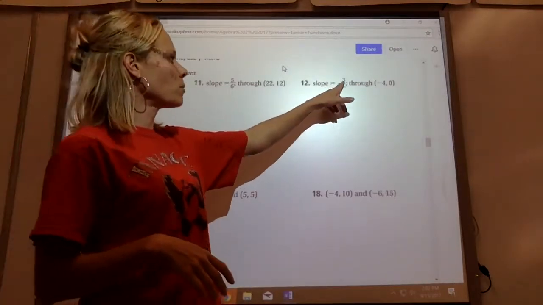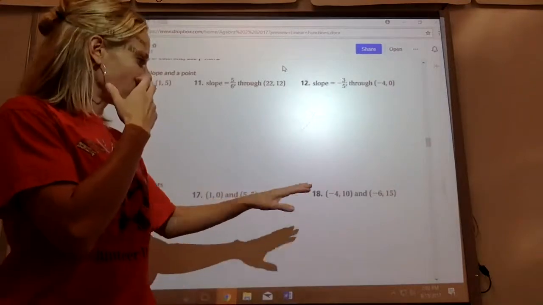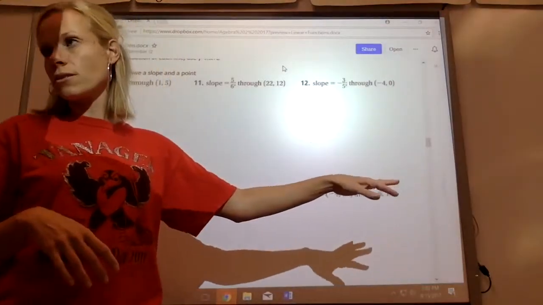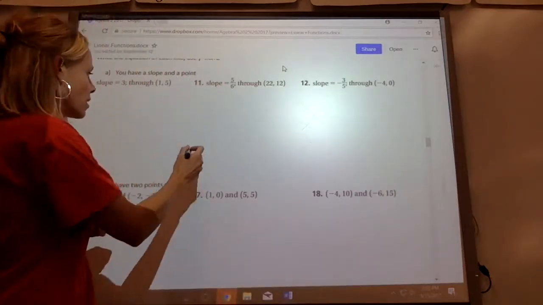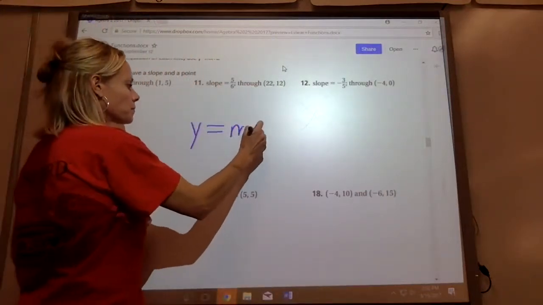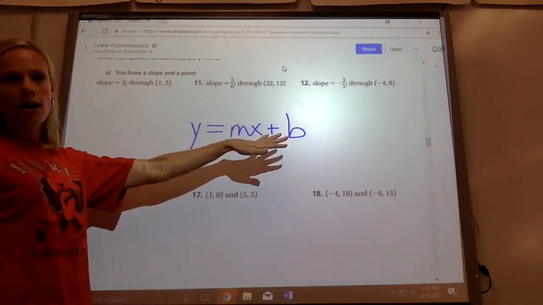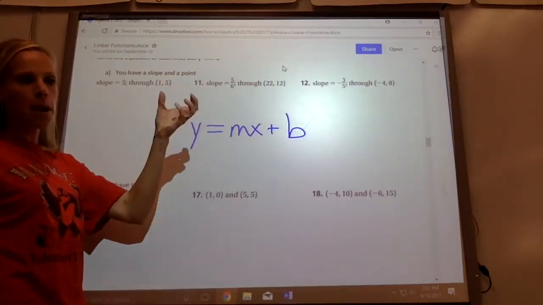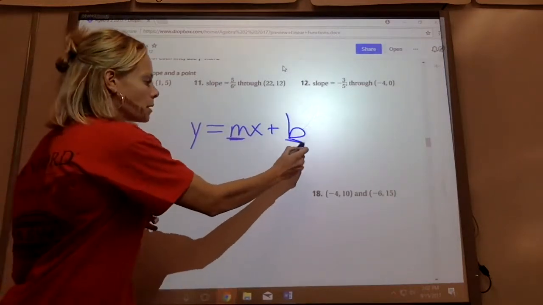If I give you a slope and a point, can you write the equation? Or if I just give you 2 points, can you write the equation? Okay. So kind of go back to the y equals mx plus b. In order to have an equation of a line, what two variables need to be numbers? The m and the b.